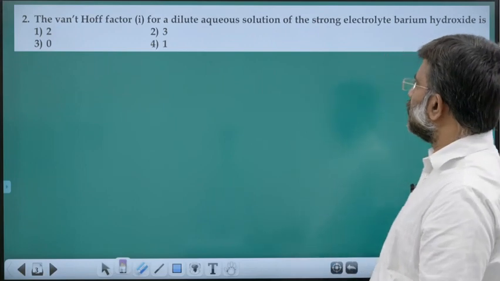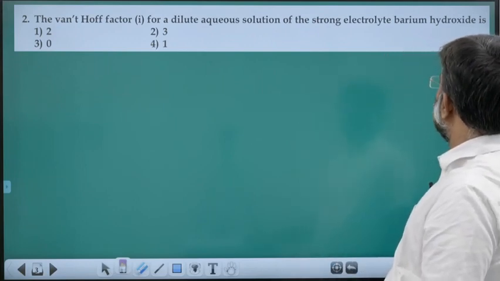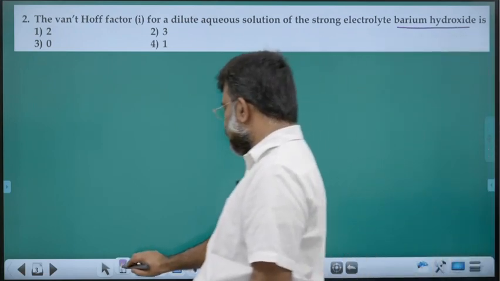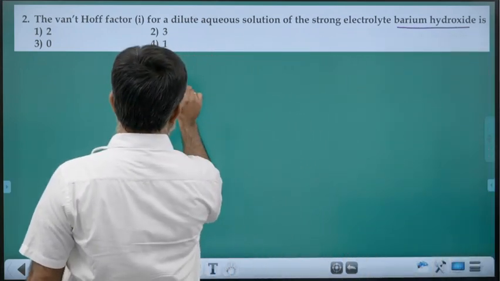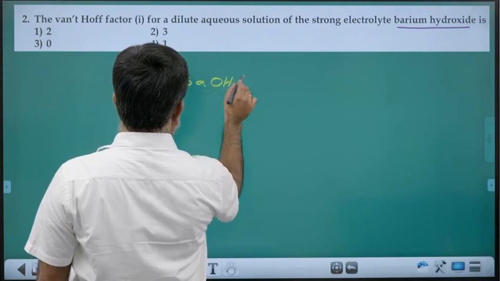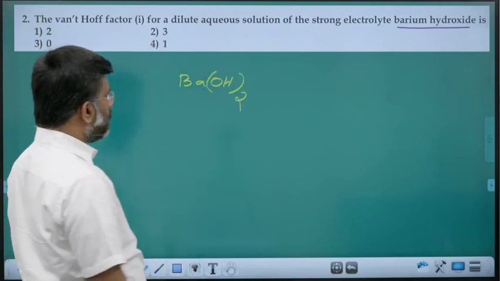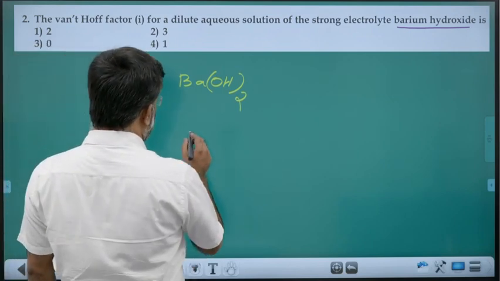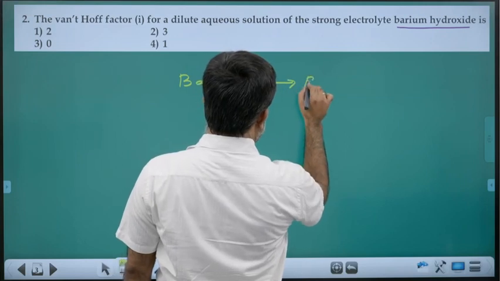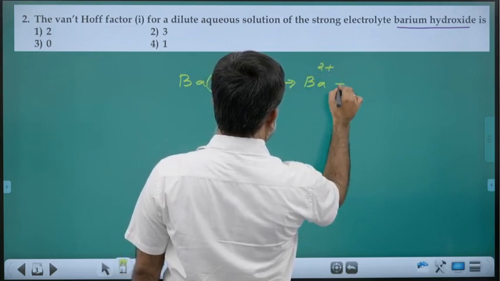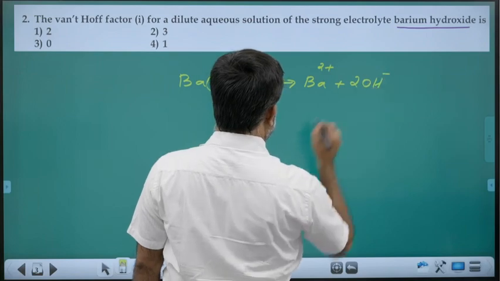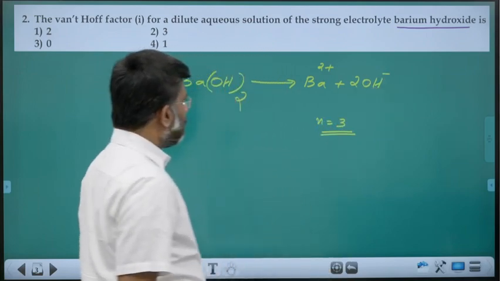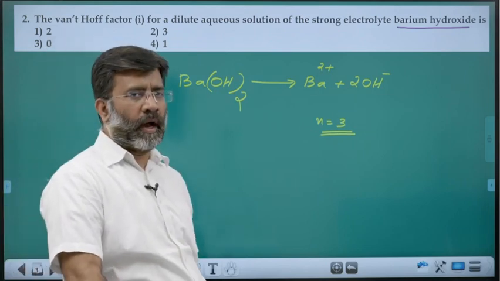The Van 't Hoff factor for a dilute solution of strong electrolyte, barium hydroxide. Barium hydroxide, Ba(OH)2. This is barium hydroxide, right? And barium hydroxide, how many ions you get? You are getting Ba2+ and 2OH minus. That means a total of 3 ions you will get. 1 cation and 2 anion.